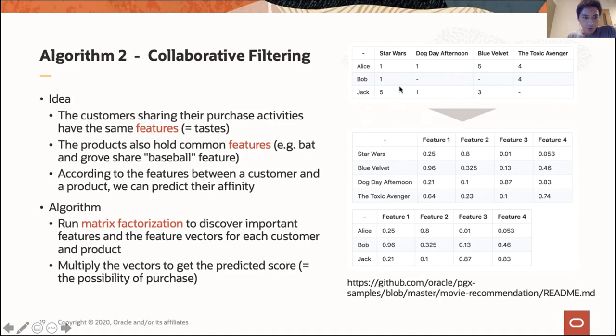Using matrix factorization, you can discover important features such as feature 1, 2, 3, 4, and the feature vectors for each customer and product. So in this case, Star Wars has this feature vector having four numbers, and also Alice has this feature vector. And when we multiply these two feature vectors, we can get the predicted score, which is a kind of affinity, but also like a possibility of a purchase, right? So for those missing cells, which means those people have not purchased those items yet, maybe we can predict whether those people are going to buy or not with some probability.